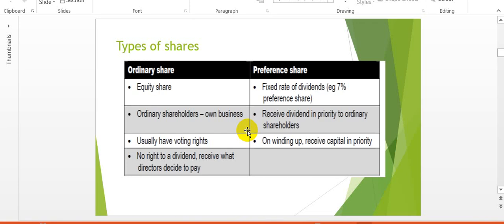Another class of shares is called preference shares. The preference shares have a fixed rate of dividend, for example, 7% preference shares. So the rate of dividend will usually be stated next to the preference shares themselves. Just from the name, preference, they receive dividends in priority to ordinary shareholders.